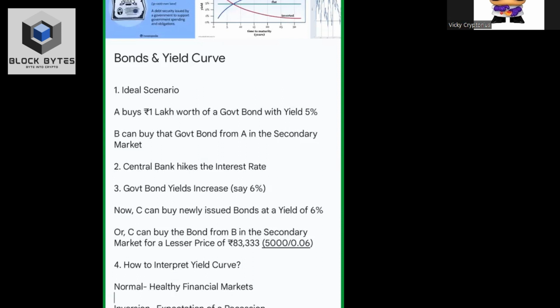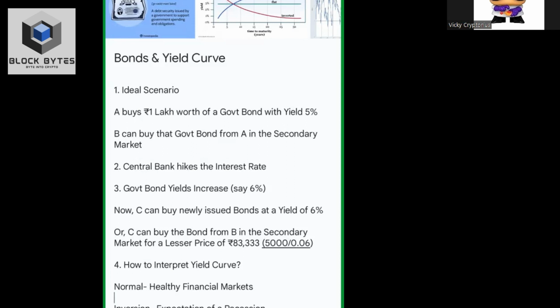Now, second point, the central bank hikes the interest rate. As I said, the government bond yields increase. Let us assume it increases to 6%. These are newly issued bonds. So now comes C. C can do two things. One is that he can buy newly issued bonds at a yield of 6%. He can spend 1 lakh, buy a freshly issued bond and get paid an interest of 6,000. Or he can buy the bond from B.